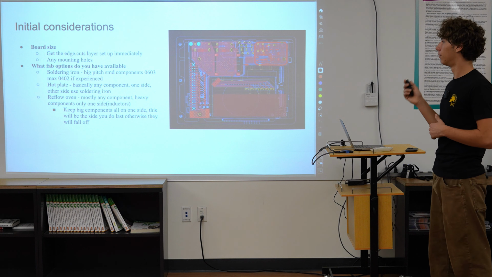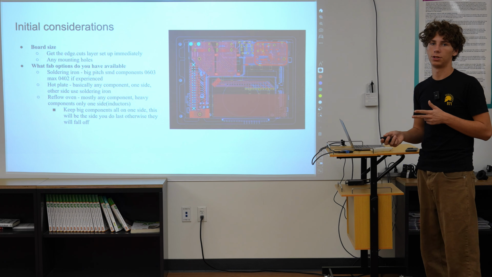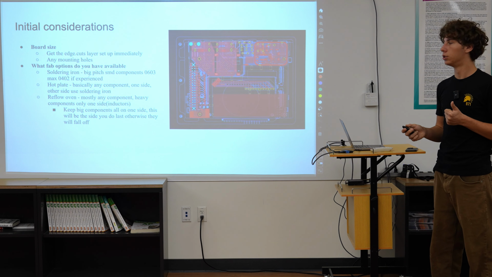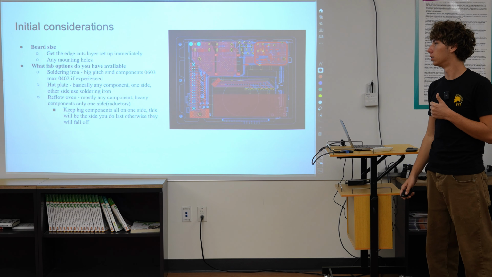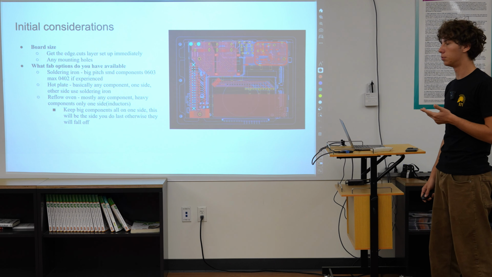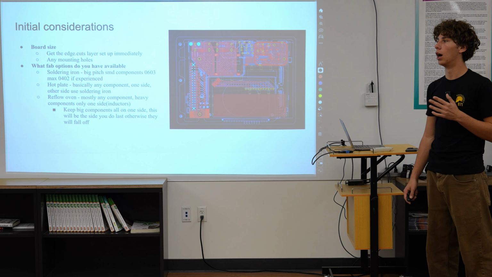Right, so what fab options are you going to have available? So basically there are 3 main fabrication ways to do. The first one's going to be a soldering iron. So for big pitch components, big pitch SMD components like 0603 and 0402s, if you're experienced, you could basically do those with a soldering iron if you do have the experience.